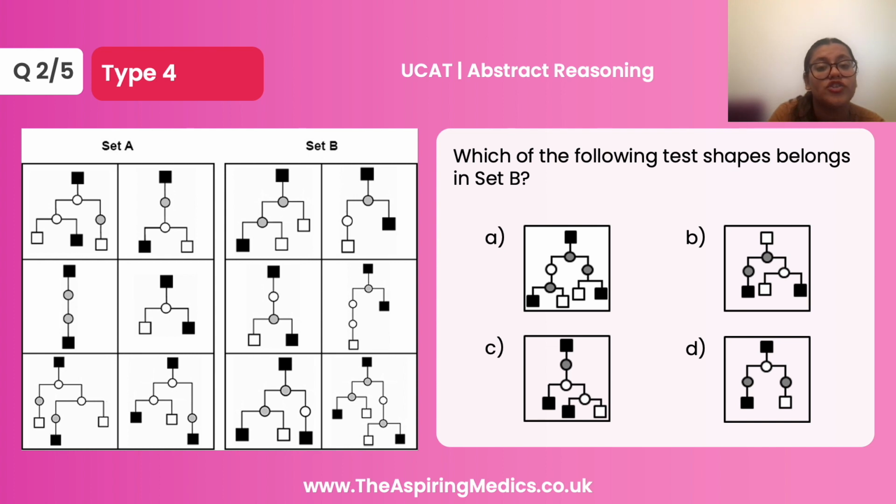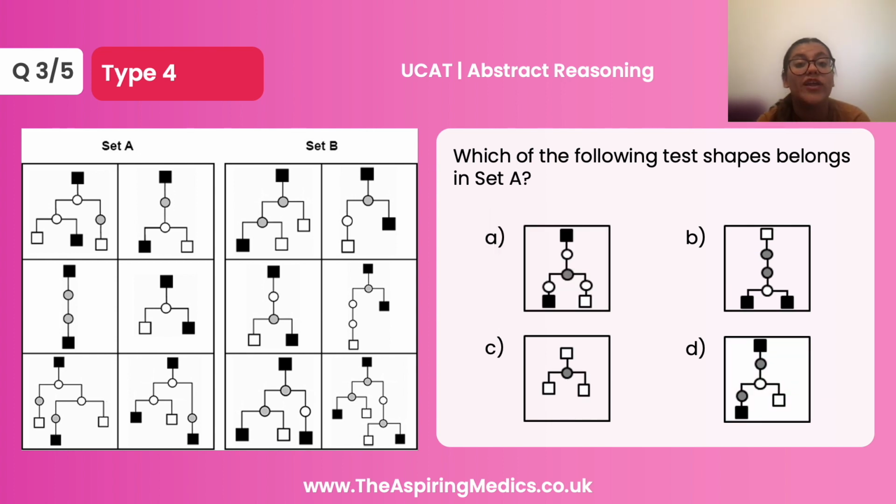Let's move on to the next question. Which of the following test shapes belongs in set B? In set B, the grey circle always splits up into 2. The white circle stays in 1 line. And again, the only answer choice where the white circle does not split into 2 is answer choice A. Looking at the third question, which belongs to set A, again, let's keep in mind that the white circle needs to split up into 2.